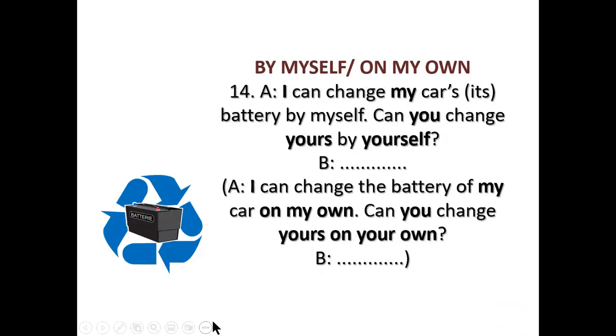Okay, now this is also very important. We can use them interchangeably. We can use one of them instead of the other. For example, I can change my car's battery by myself, or I can change my car's battery on my own. I can change the battery of my car on my own. Can you change yours on your own? It means, can you change yours by yourself, on your own? Yes, I can change it. Or I can change mine by myself. Here, I can change mine on my own. On my own. It is very important.